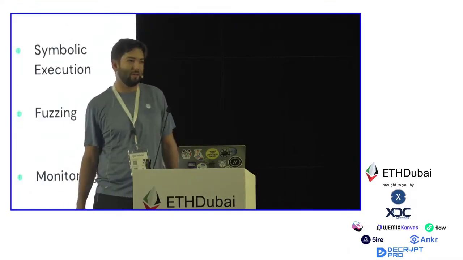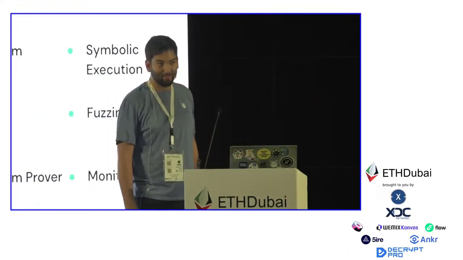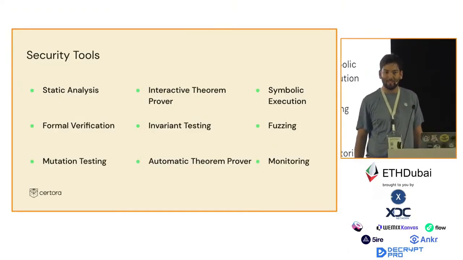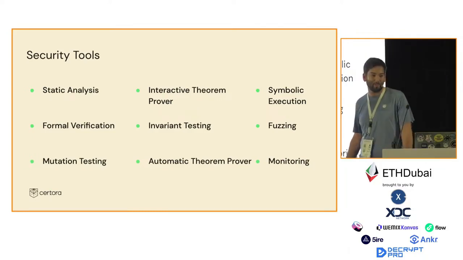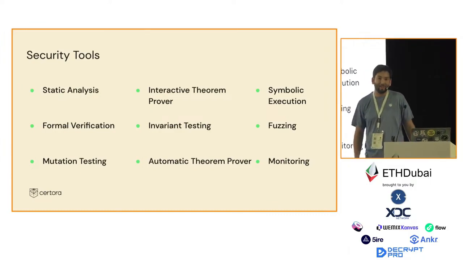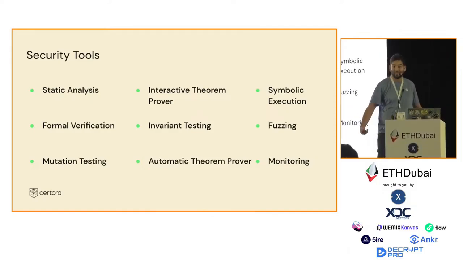If you look at the world of security tools that help you find bugs in smart contracts before you deploy your code, we can see that there are many different technologies, and each of them has a very intimidating title that sounds very scientific and foreign to most people, like static analysis or formal verification, invariant testing. Seems like you need to have a PhD just to understand these terms.